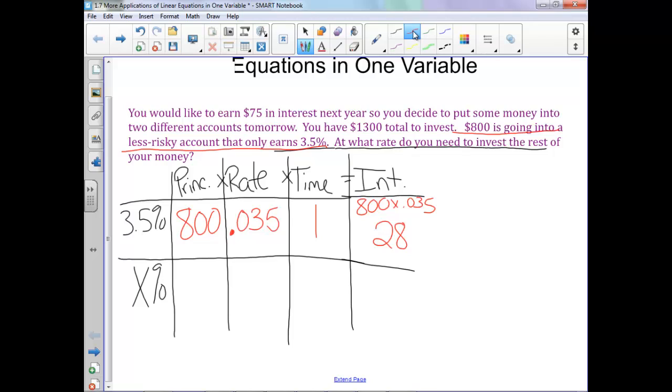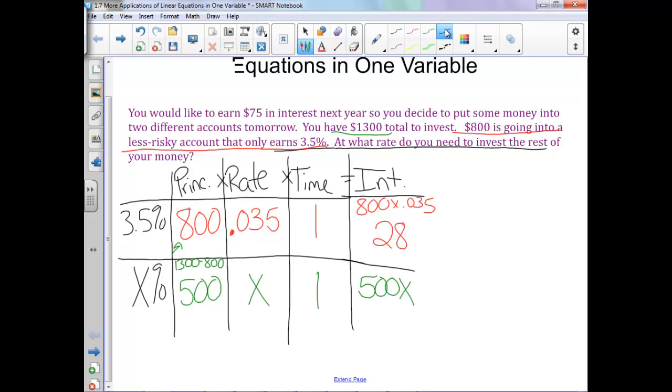Next up, our less risky account. We knew we had $1,300 total to invest. If 800 of it's already in here, the rest of it's what we're investing at the percent we don't know. So this is going to be our 1,300 minus 800, which means we've actually are investing $500 in this account. We don't know our rate, so once again that's a variable. Time 1 year, interest multiplied across, we've got 500x.